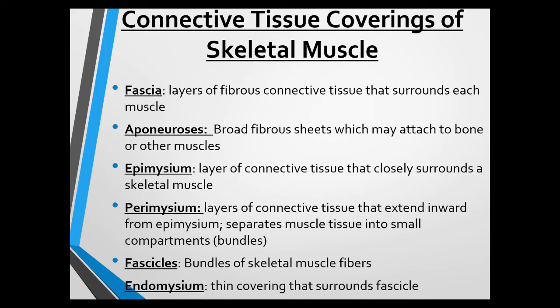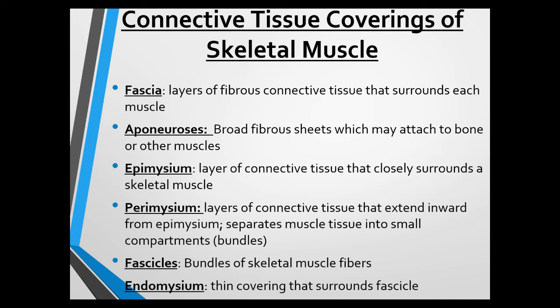The perimysium is layers of connective tissue that extend inward from the epimysium. It's going to actually separate the muscle tissue into small compartments or bundles. So it kind of wraps the bundles of the cells together. Now, the fascicle is a whole bundle of skeletal muscle fibers, and the endomysium is a thin covering that surrounds the fascicle. So this is what's going to wrap the individual cells. Now, in the endomysium, we do have what are called satellite cells, and they are going to be helping in repair and maintenance. All right.